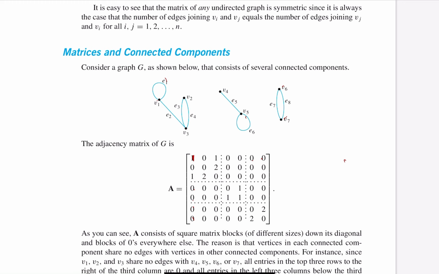Listen to me. Let me draw in red. There is no connection between this one. No connection, no connection, and so on. There is no connection. The red I do, that's why you have so many zeros here, okay?